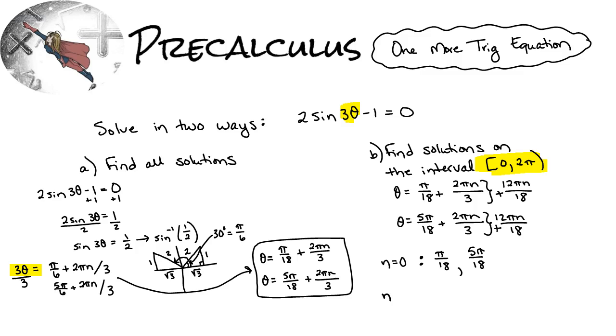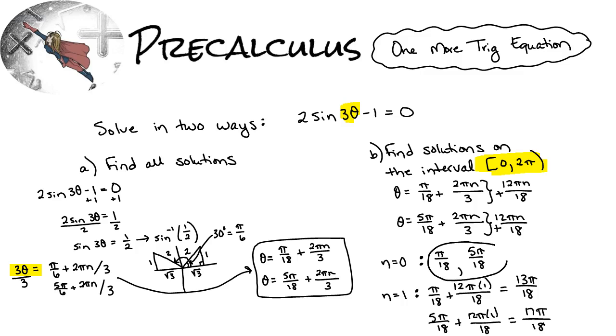Now, let's write when n equals 1. I would be adding pi over 18 plus my common denominator, 12 pi times n, but n is 1. Let's write that though, 12 pi times 1 over 18. That adds up to a total of 13 pi over 18. And then same idea with the 5 pi over 18 plus 12 pi times 1. That adds up to 17 pi over 18. So I just got 2 more answers. So far, those are 2 answers. These would be 2 answers.